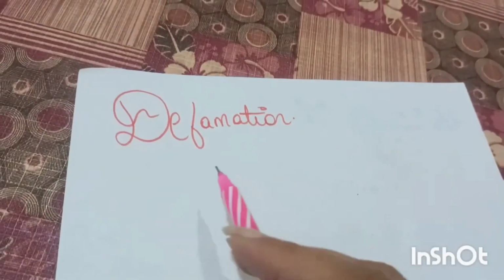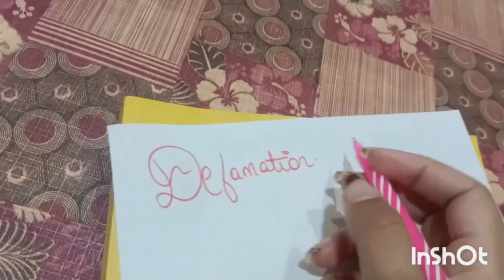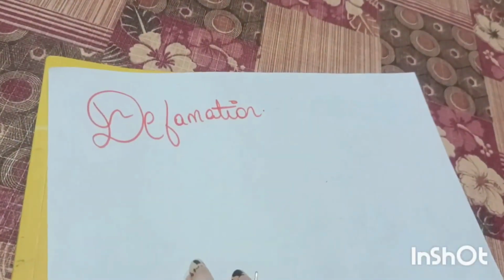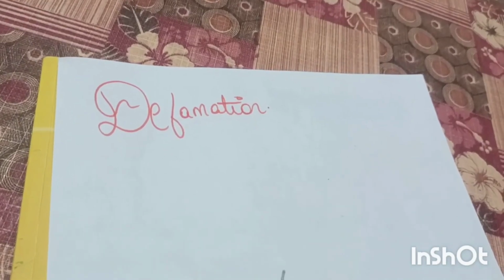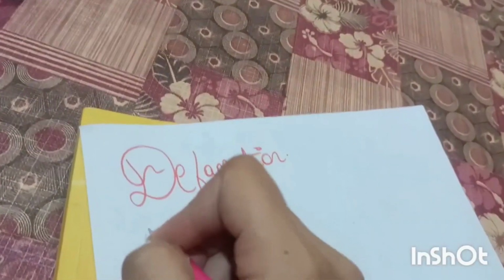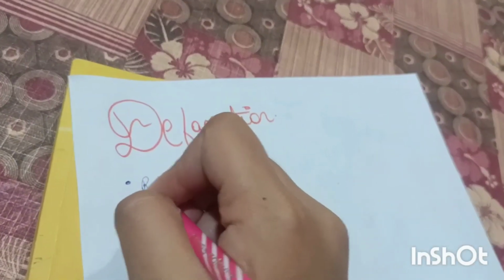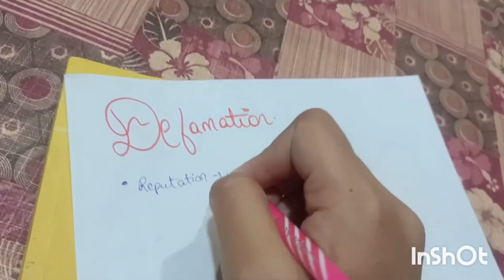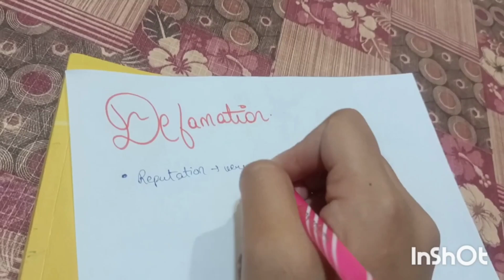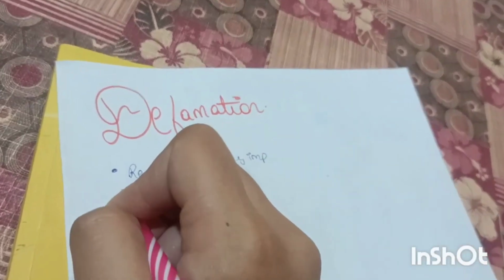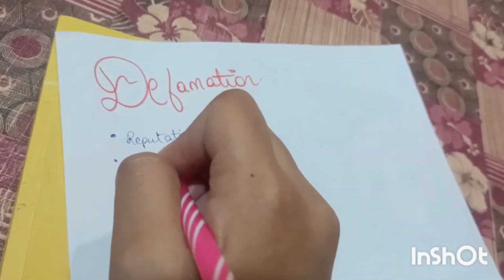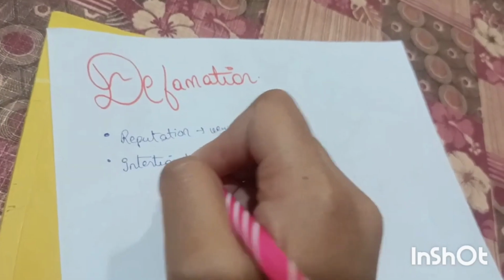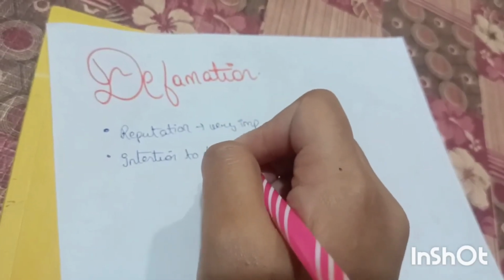Today we'll be studying defamation. In defamation, we harm the other person's reputation. There are some points you can write: reputation is important, we have harmed the other person's reputation, and in this case intention to defame is not important.